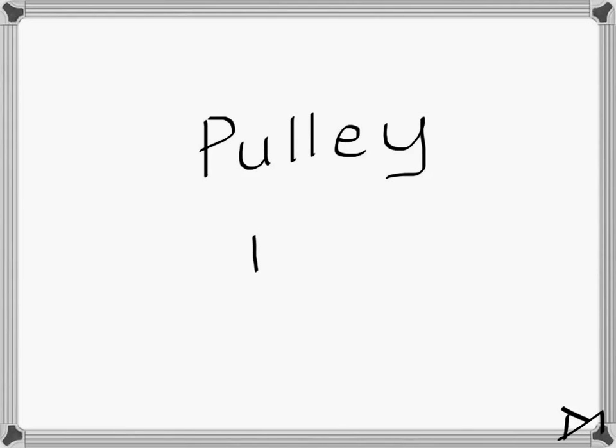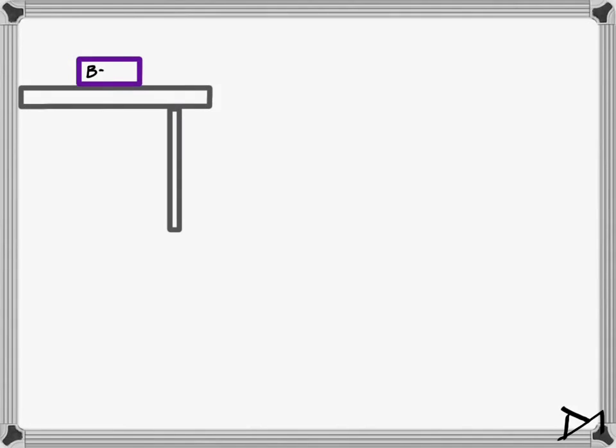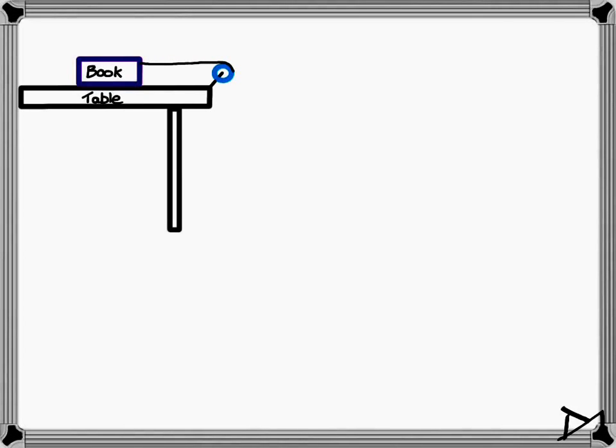The pulley, part 1. Here we have a book on top of a table. The book is attached to a string across a pulley which is holding up an empty box.